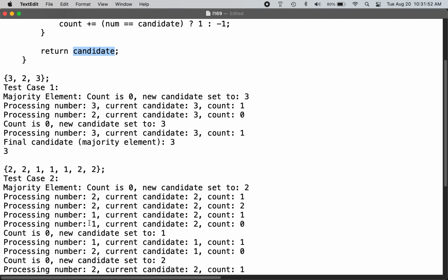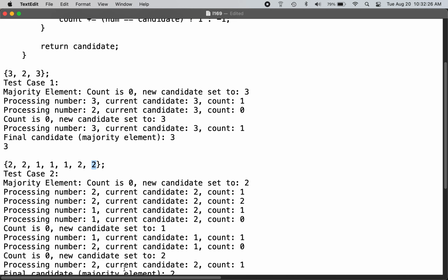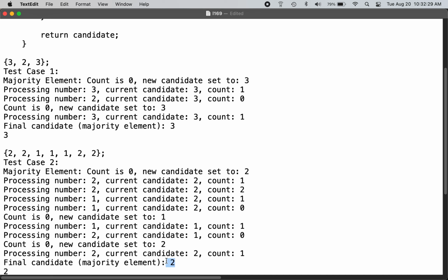And if you see the other run, with 2 2 1 1 2, initially count is 0, candidate is set to 2, and then processing the numbers, this is the first 2, and then the count becomes 2 because of these 2s. These 1s actually set the count back to 0, and this third one actually sets the new candidate to 1, and this one reduces the count to 0, and then this 2 picks up the new candidate and the count is 1. That is the candidate which is remaining, so you return 2.